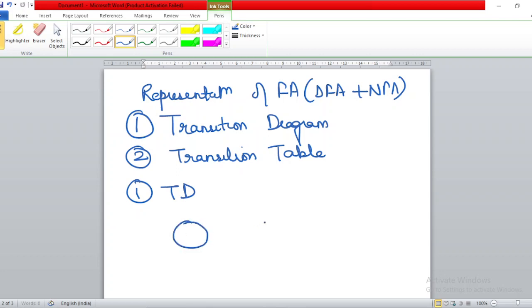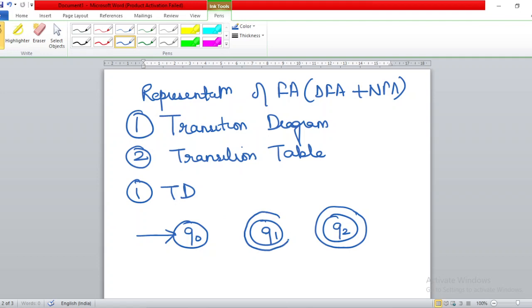In this you represent the states by means of circles. Supposing I have 3 states, I will write their names over here. Alright, the initial state, whichever is the initial state, you will mark by an arrow. Whichever is the final state, you will put a double circle over it. Right? It means that there are 2 final states over here, because 2 double circles, 2 concentric circles are there.